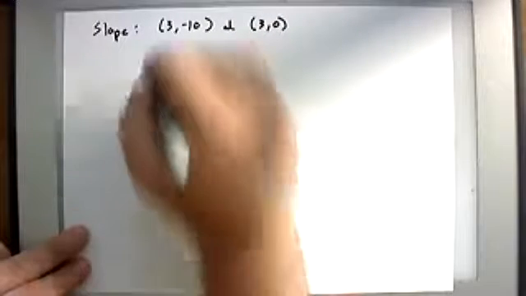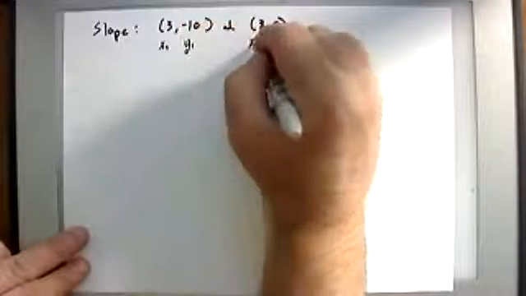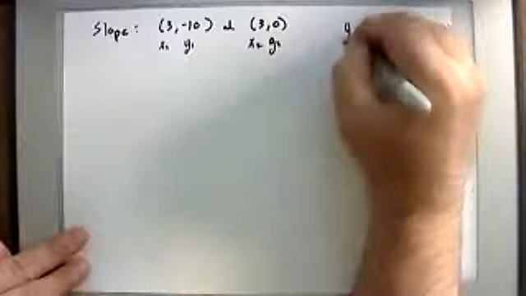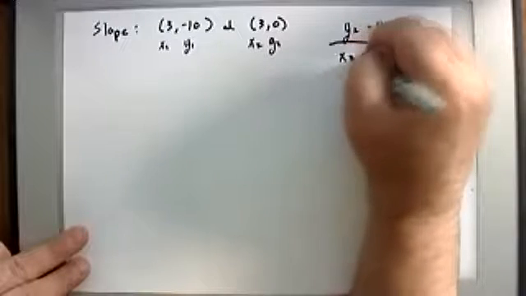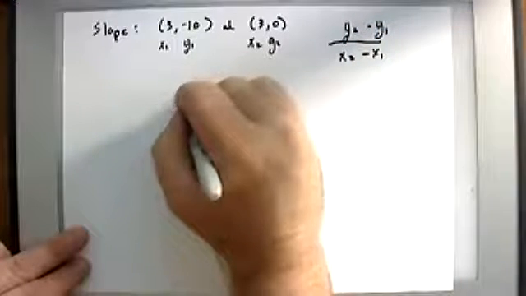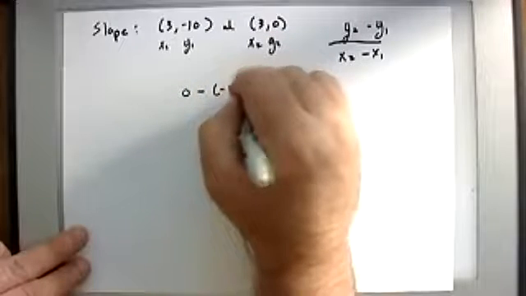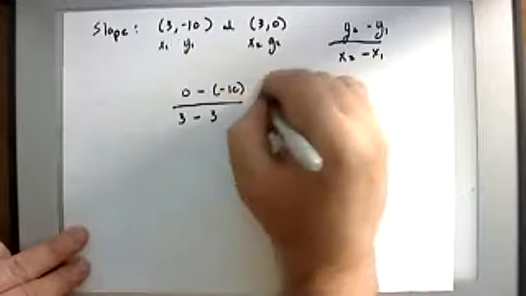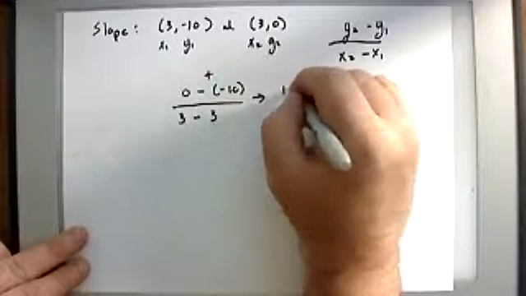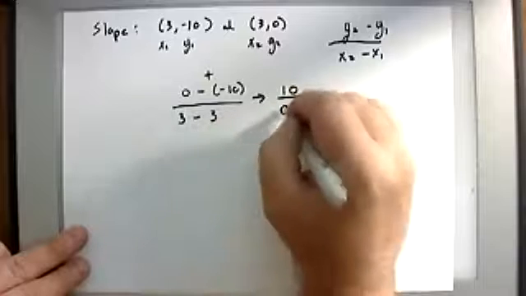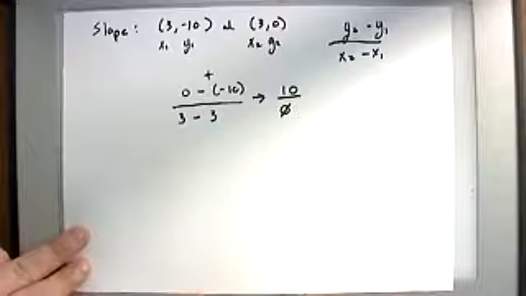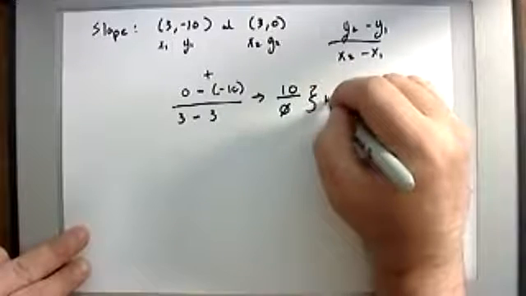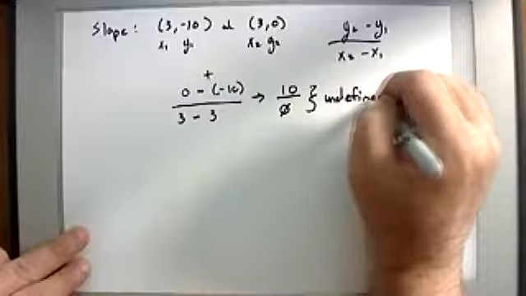All right? So no big deal. x1, y1. It doesn't change how you do the problem. It just changes maybe the way the problem's going to look. So remember the formula, y2 minus y1 over x2 minus x1. So y2 being 0 minus y1, which is -10, over x2, which was 3, minus x1, which was 3. 0 minus -10, that's 0 plus 10, so that's 10. And 3 minus 3 is 0. And if you leave that as your answer on the test, it will be marked wrong because 10 over 0 isn't a number. Remember, division by 0 is undefined.